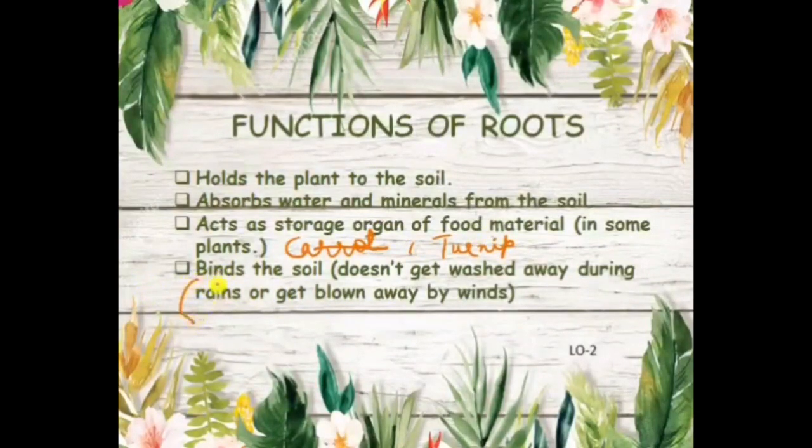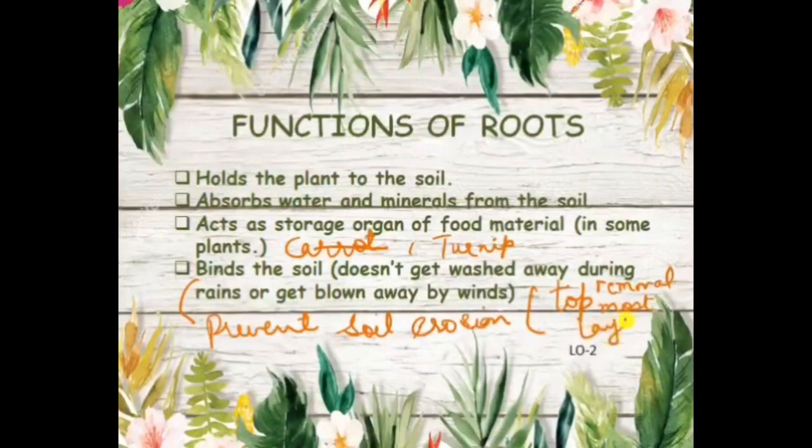Basically, roots bind the soil and also help in preventing soil erosion. So it prevents soil erosion. So what is soil erosion? Soil erosion means removal of the topmost layer. So soil will not, removal of topmost layer.